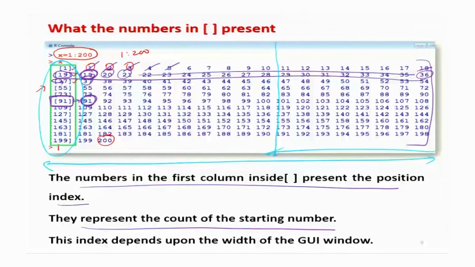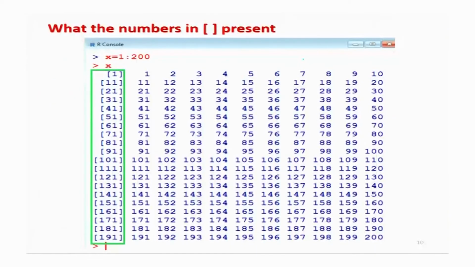So, after this the next value will come here, for which the 11th number will be there, but this value will be here, say 11. So, that is as simple as that. For example, if you try to see here, now I have reduced the width of this GUI window, and again we have numbers 1 to 200, but now you can see 1 up to 10 here, and then after that the number at the 11th position is indicated here. So, this is the position and this is the value of the number.